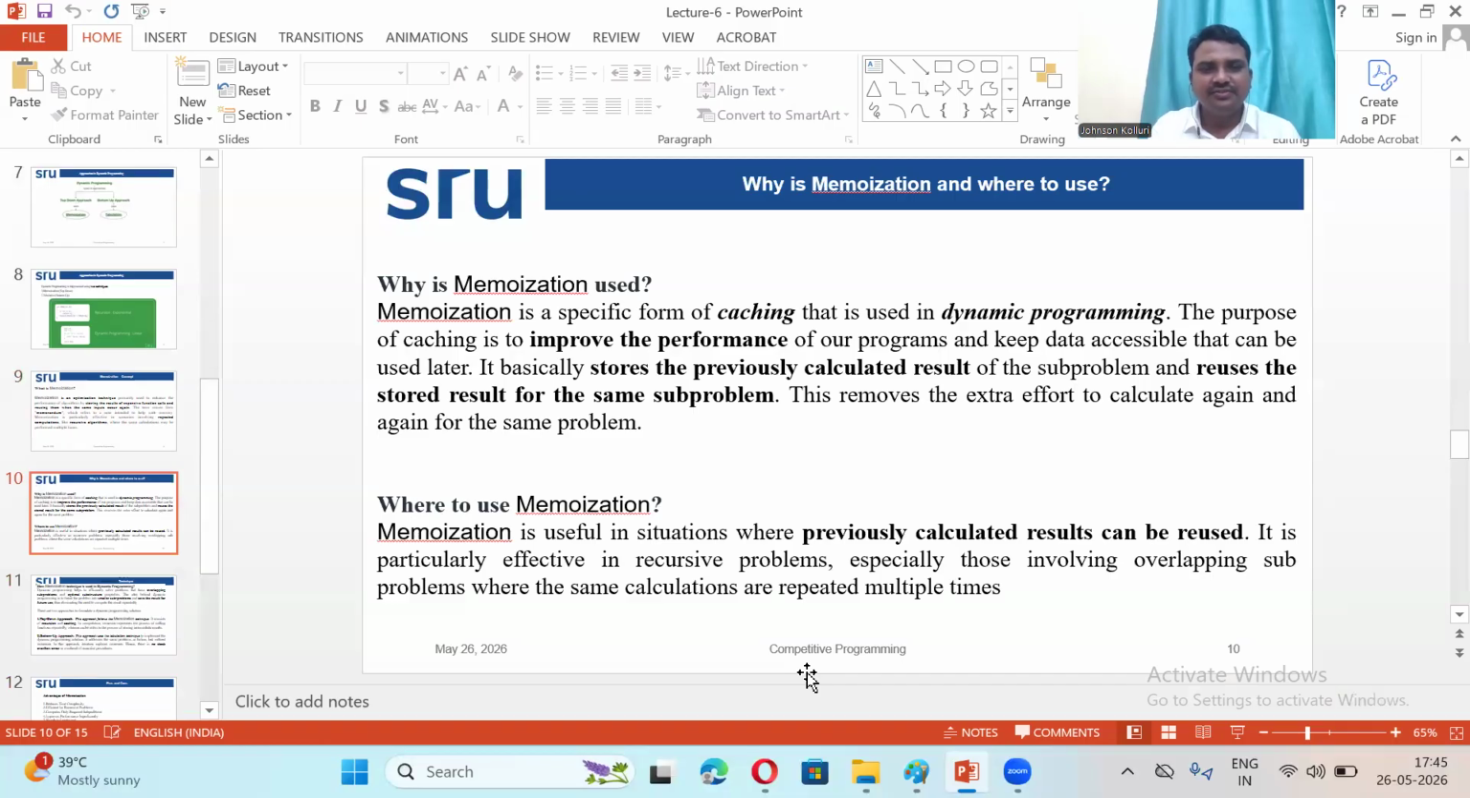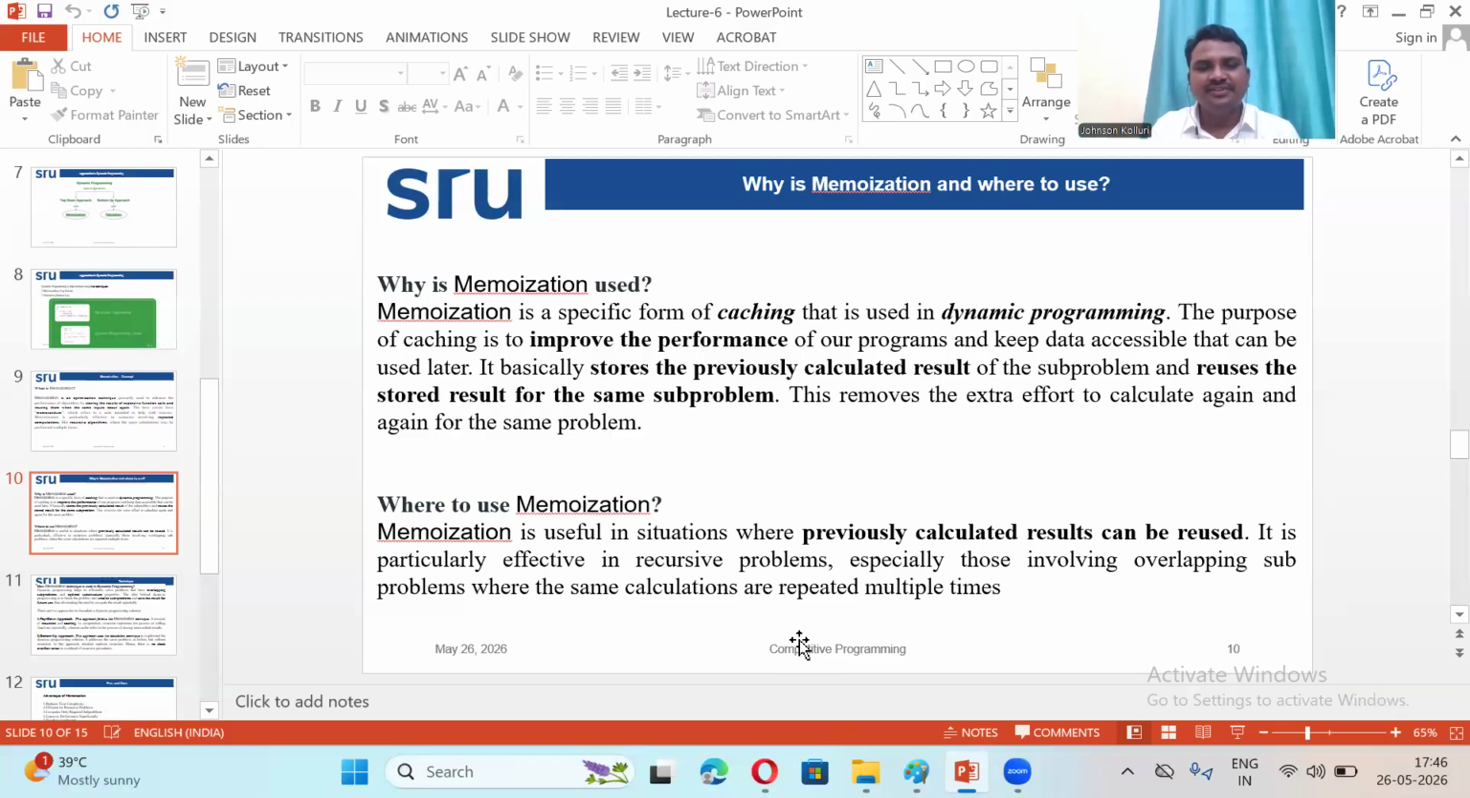Then why is memoization used? Memoization is a specific form of caching that is used in dynamic programming. The purpose of caching is to improve the performance of our programs. The main thing is we need to improve performance and keep data accessible that can be used later. Basically, it stores the previously calculated result. Whatever result is calculated will be stored. Then we can reuse the stored result for the same subproblems.